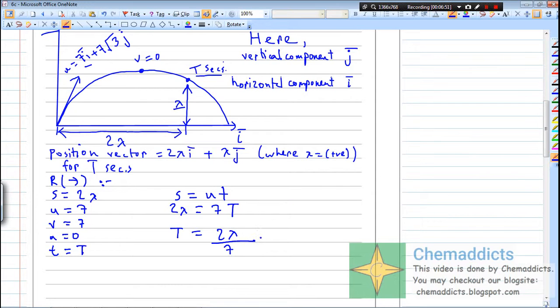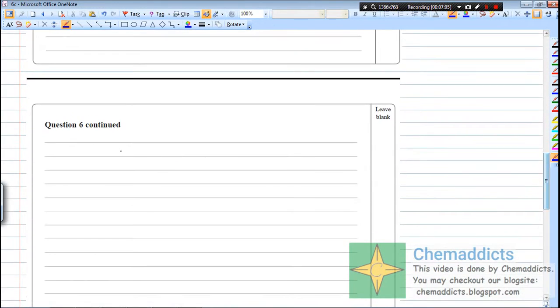Okay, so let it be equation 1. So we have formed equation 1 by resolving horizontally. Now let's resolve vertically. Okay, so resolving vertically, taking up as positive.